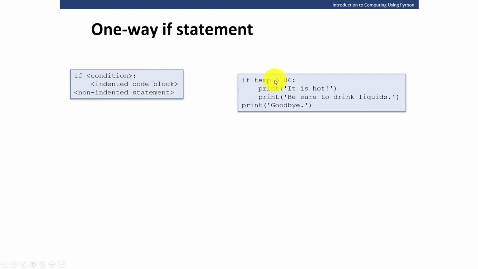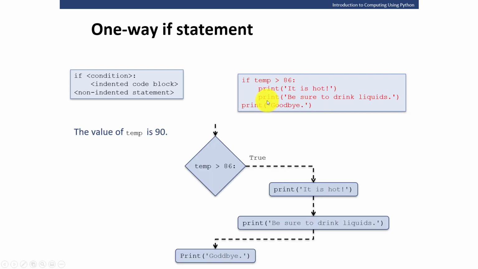So let's take a look here. If the temperature is greater than 86, print it is hot, be sure to drink liquids, and this is non-indented. So if I enter a temperature which is greater than 86, those two lines will be printed, and after that, I'm going to print goodbye, okay? If the value of the temperature was equal to 86 or less than 86, these two lines will not be printed, and the print goodbye will be shown in your console.